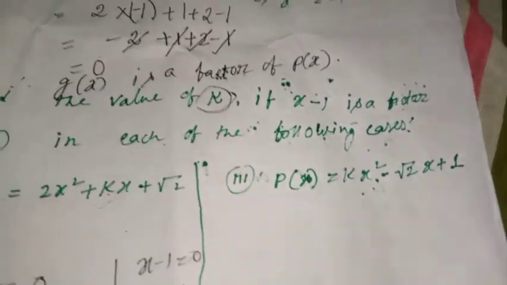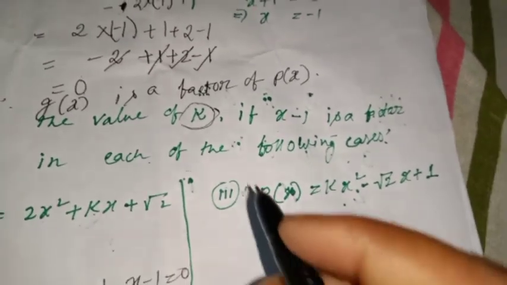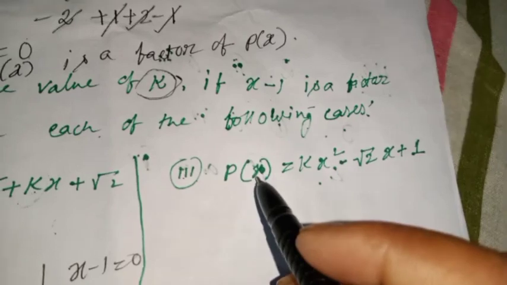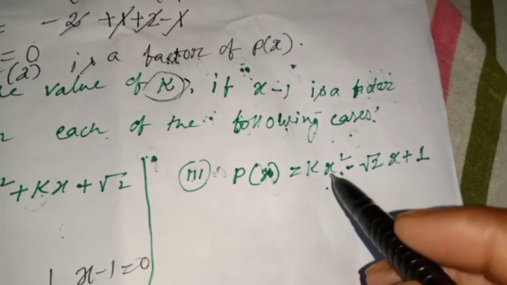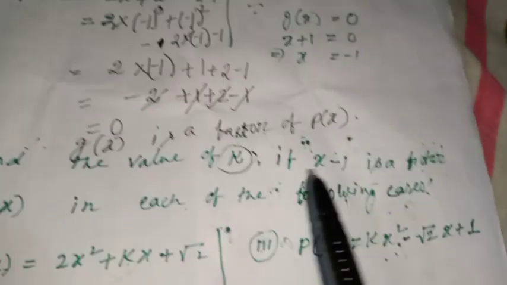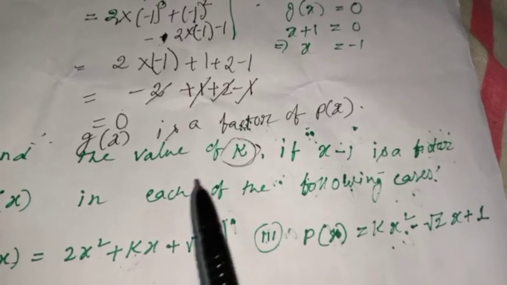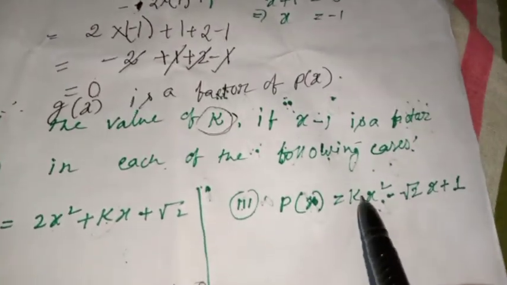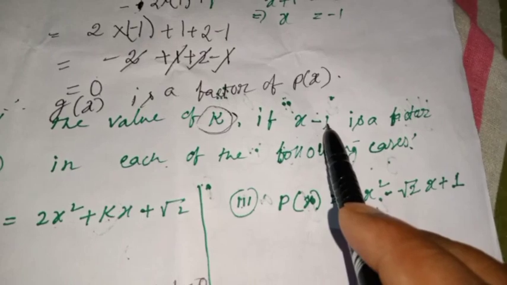So I will give you one more sum. See question number 3. Now they have given p(x) is equal to kx square minus root 2x plus 1. This one and this one same. Means you have to find the value of k if x minus 1 is a factor.